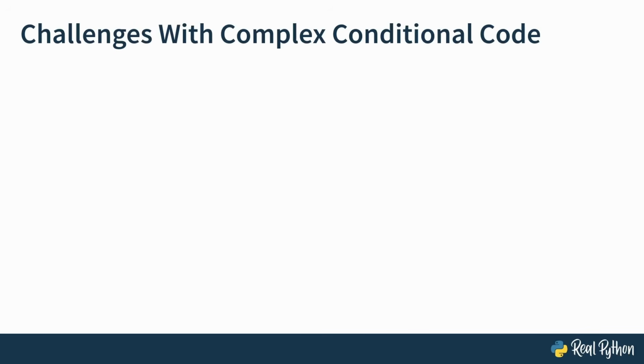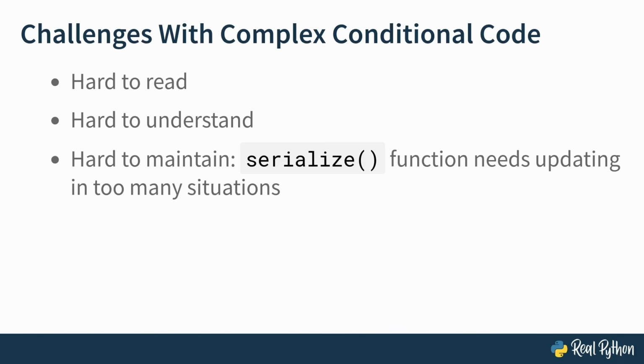So what are the challenges with complex conditional code? Well, firstly, it can be hard to read, and therefore it can be hard to understand. Also, it can be hard to maintain. In the code you looked at, the serialize function needs updating in too many situations, even in the basic example that you studied.